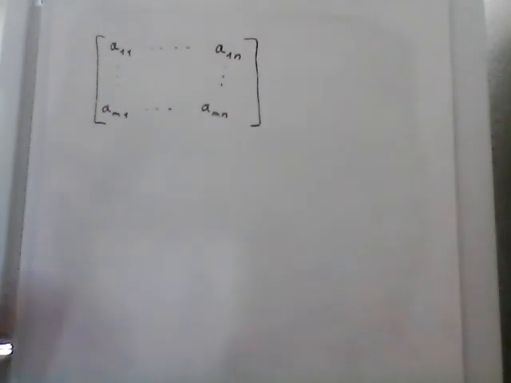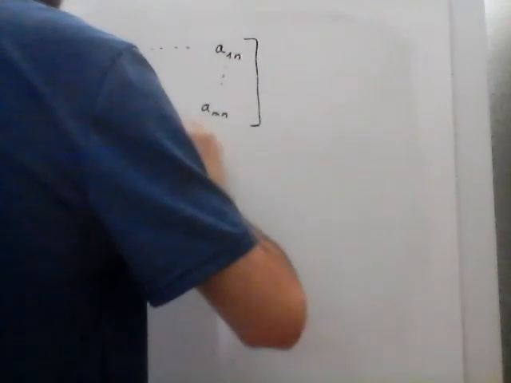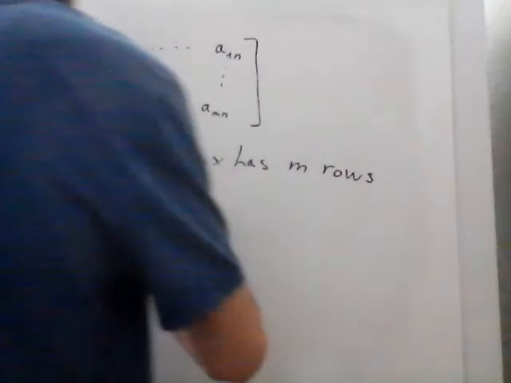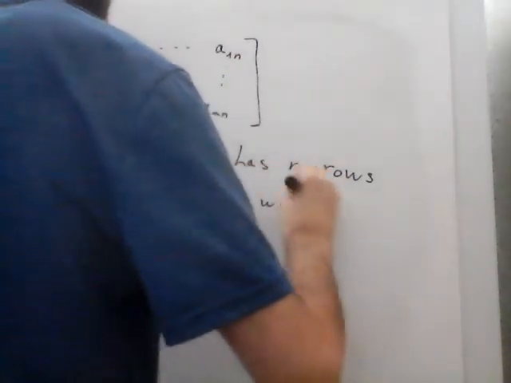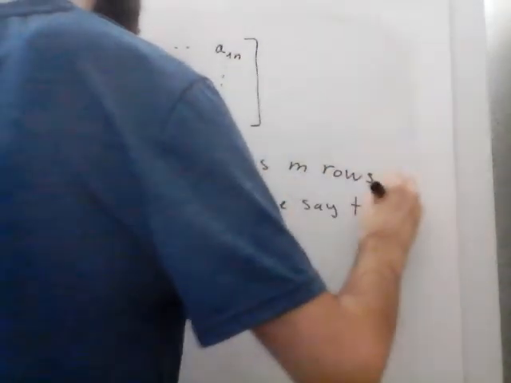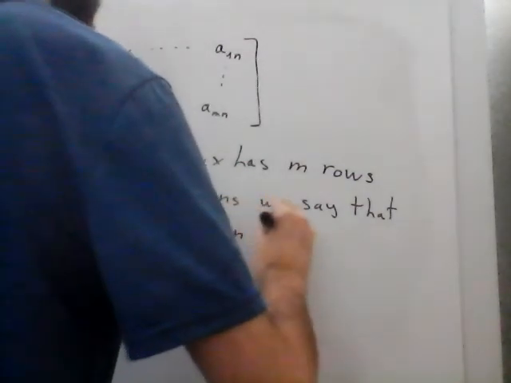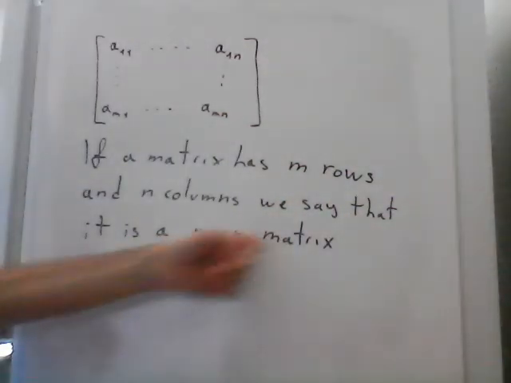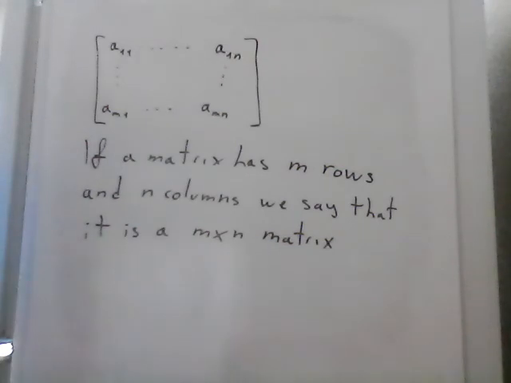And if a matrix has m rows and n columns, we say that it is an m by n matrix. So whenever we say m times n matrix, it's a matrix that has m rows and n columns.